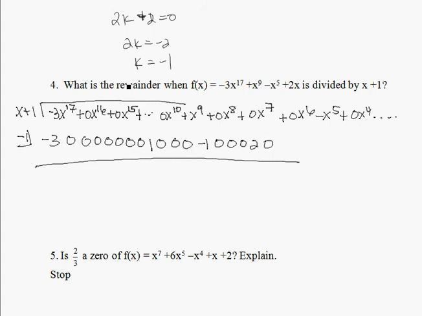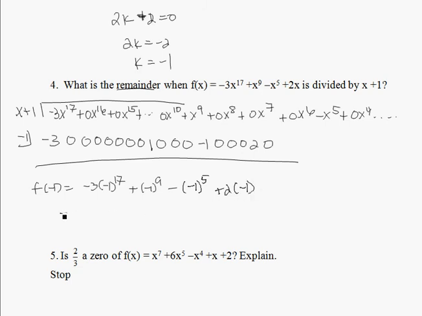Probably the quickest way is to find the remainder using the remainder theorem, which says if you plug -1 into this function, you'll determine what the remainder is. So if we just plug -1 in, we get -3 times -1 to the 17th, plus -1 to the 9th, minus -1 to the 5th, plus 2 times -1. So this is just going to be -3 times -1 plus -1 minus -1 minus 2. So that's equal to 3 minus 1 plus 1 minus 2, which, those two are 0, so that's just equal to 1.